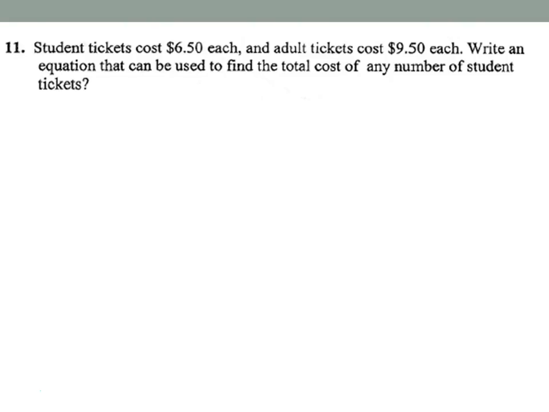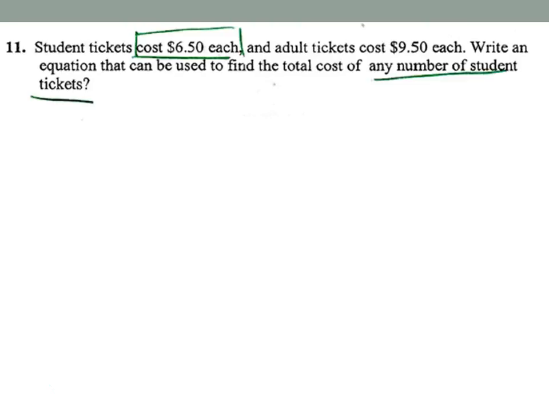Number 11. So it says student tickets cost $6.50 each and adult tickets cost $9.50 each. Write an equation that can be used to find the total cost of any number of student tickets. So, all right, it says student tickets. So all I need is $6.50 each. You know what that sounds like? A rate of change or slope, because they're the same thing. Skadoosh. It is y is equal to 6.5x. If you got y is equal to 6.50x, yeah, that's fine too.